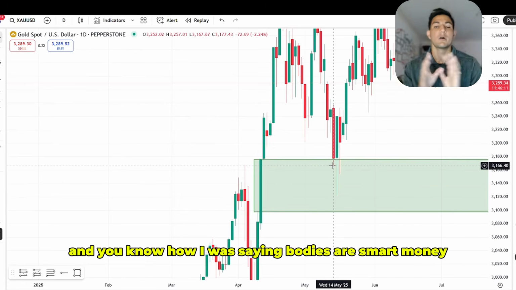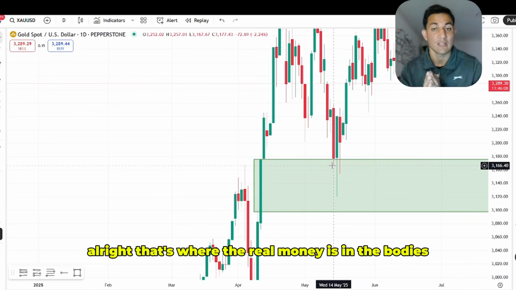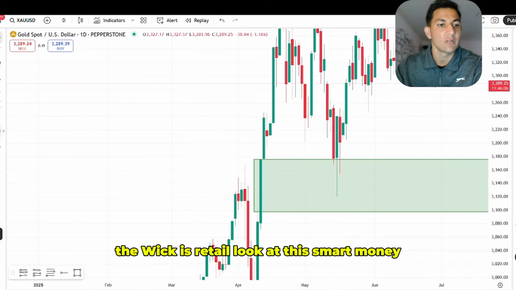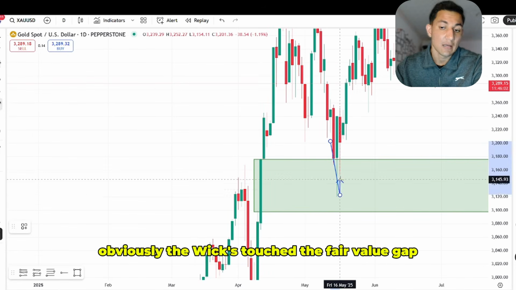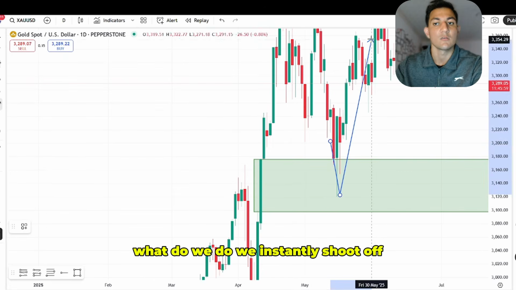And you know how I was saying bodies are smart money? Right, that's where the real money is, in the bodies. The wick is retail. Look at this. Smart money doesn't even, I mean, obviously the wicks touch the fair value gap. What do we do? We instantly shoot off.